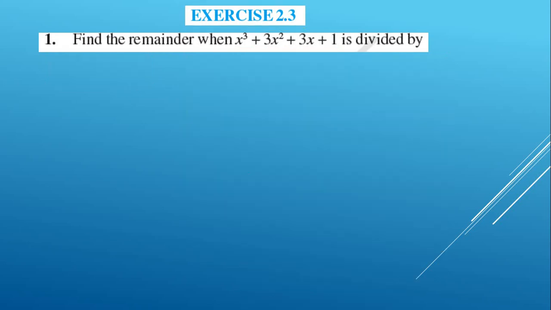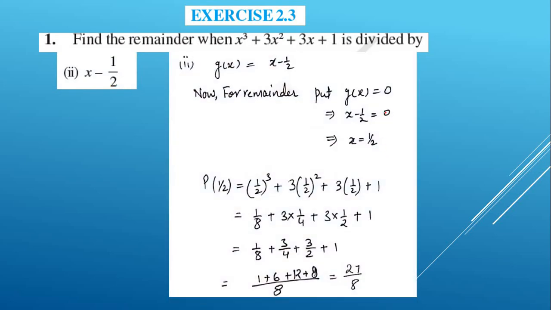So let's see the next question. The next question is 2x minus 1. In the same way you will put it equal to 0. You will get x equals to 1 by 2. So to get the remainder, instead of dividing this polynomial by this polynomial, we will simply put this value here, right? So p of half we will calculate. It will come half cube plus 3 into half square plus 3 into half plus 1, right?